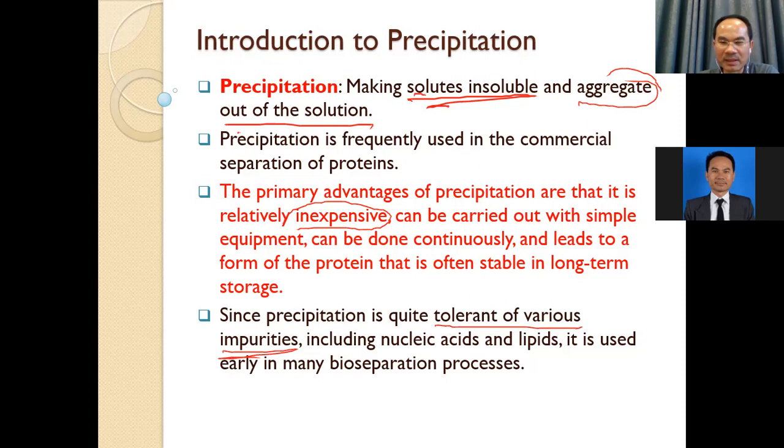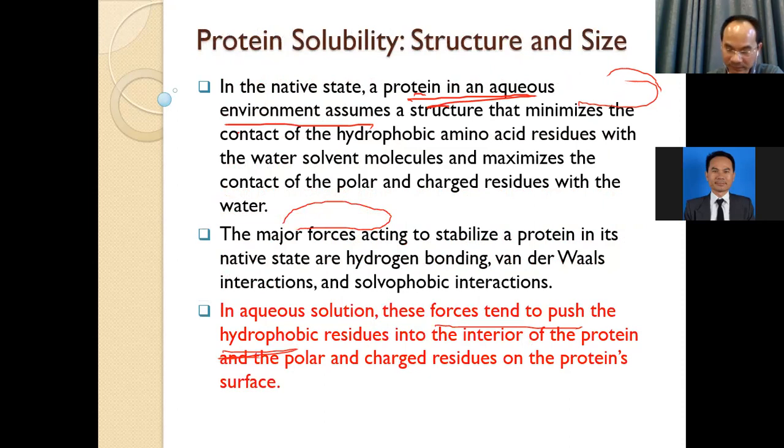That's why we usually use precipitation at the early stage in the bioseparation process. Like we would like to separate liquid and solid, for example, and then you can purify the solid further, and you can purify the liquid further.